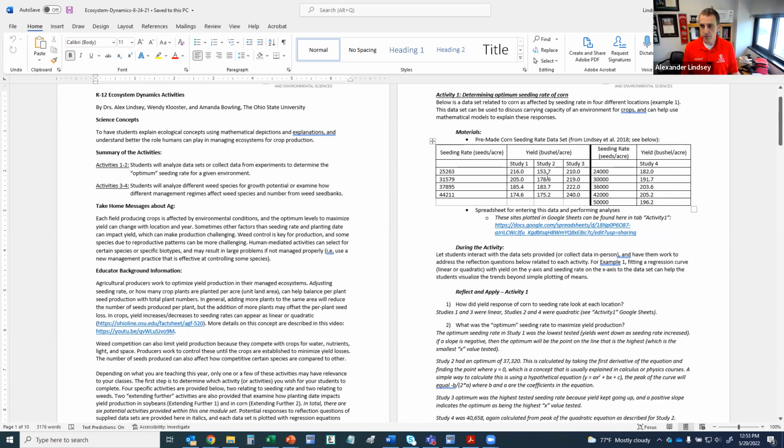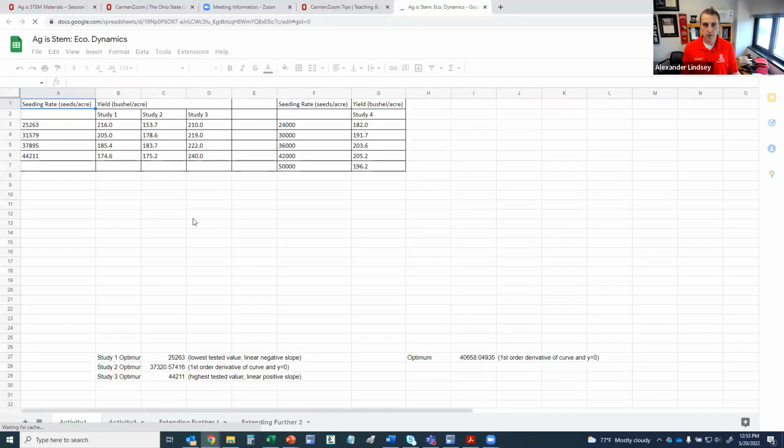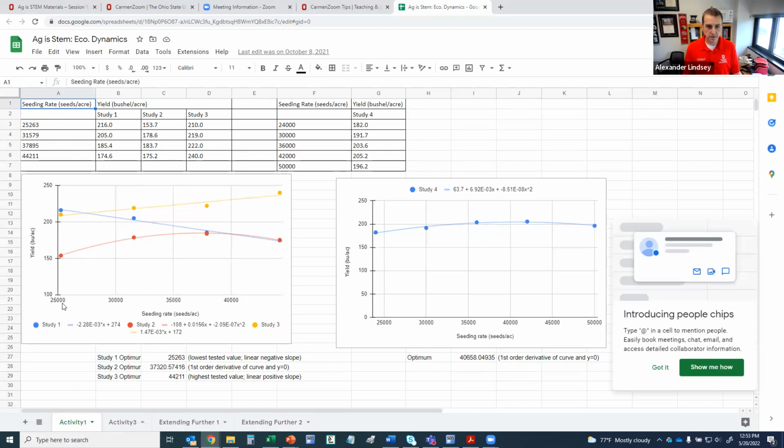So for activity 1, this is a pre-populated data set where we have three different studies looking at different seeding rates for corn, as well as a fourth study. And the idea is, can we figure out the optimum seeding rate for these production environments? All of this material has been loaded into a Google Sheets document for you to use or look at. So this is activity 1 here. Essentially, we've taken our seeding rate on the x-axis and our yield response on the y-axis for our different studies.